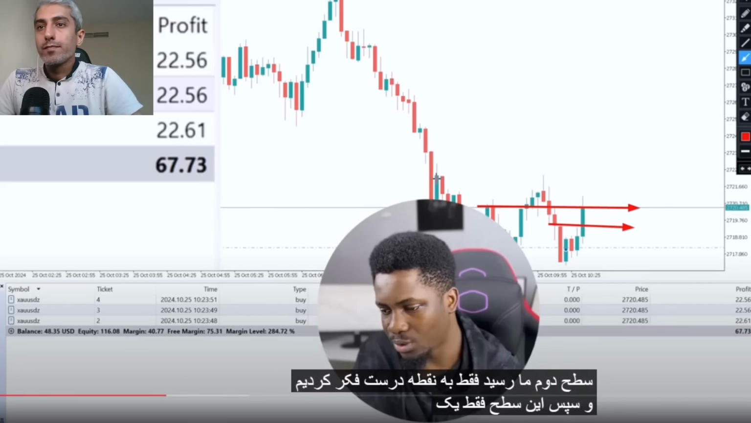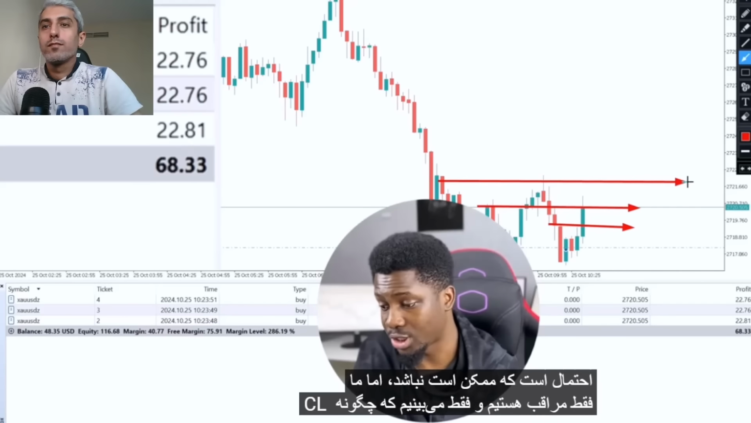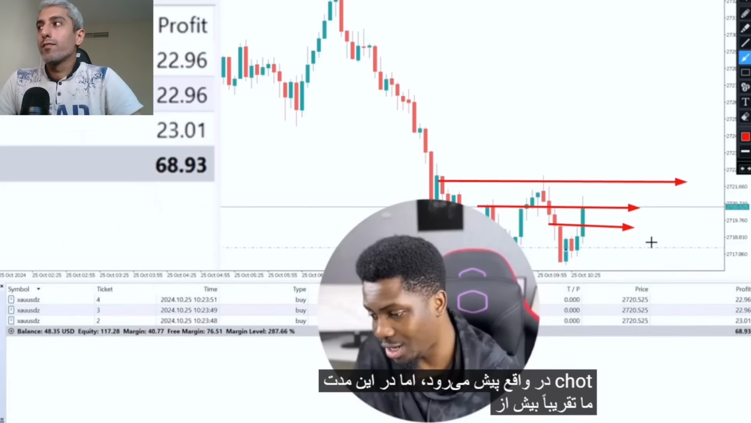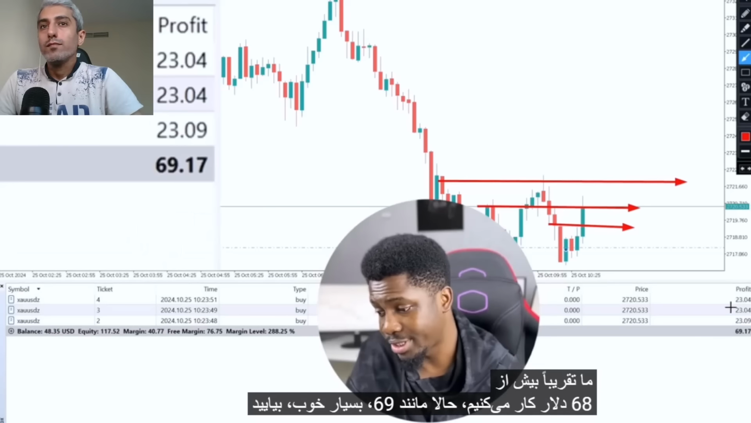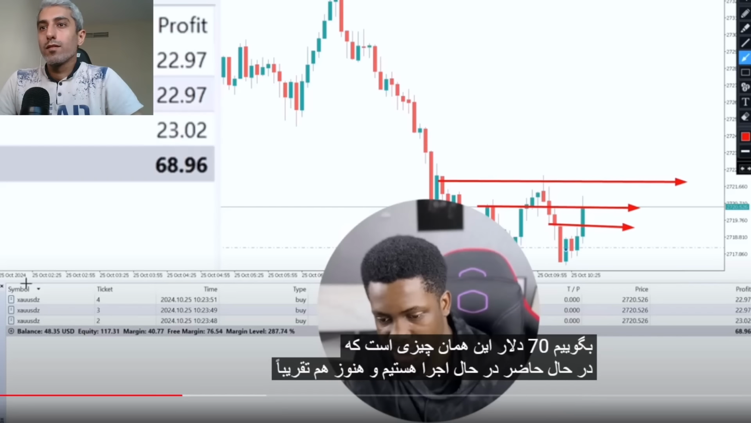And then this level is just a possibility. It might not, but we'll just watch out and see how the chart actually goes. But for the meantime, we're actually running roughly over $68 now, like 69, okay, let's say $70. That's what we're running currently, and we still spend roughly like.